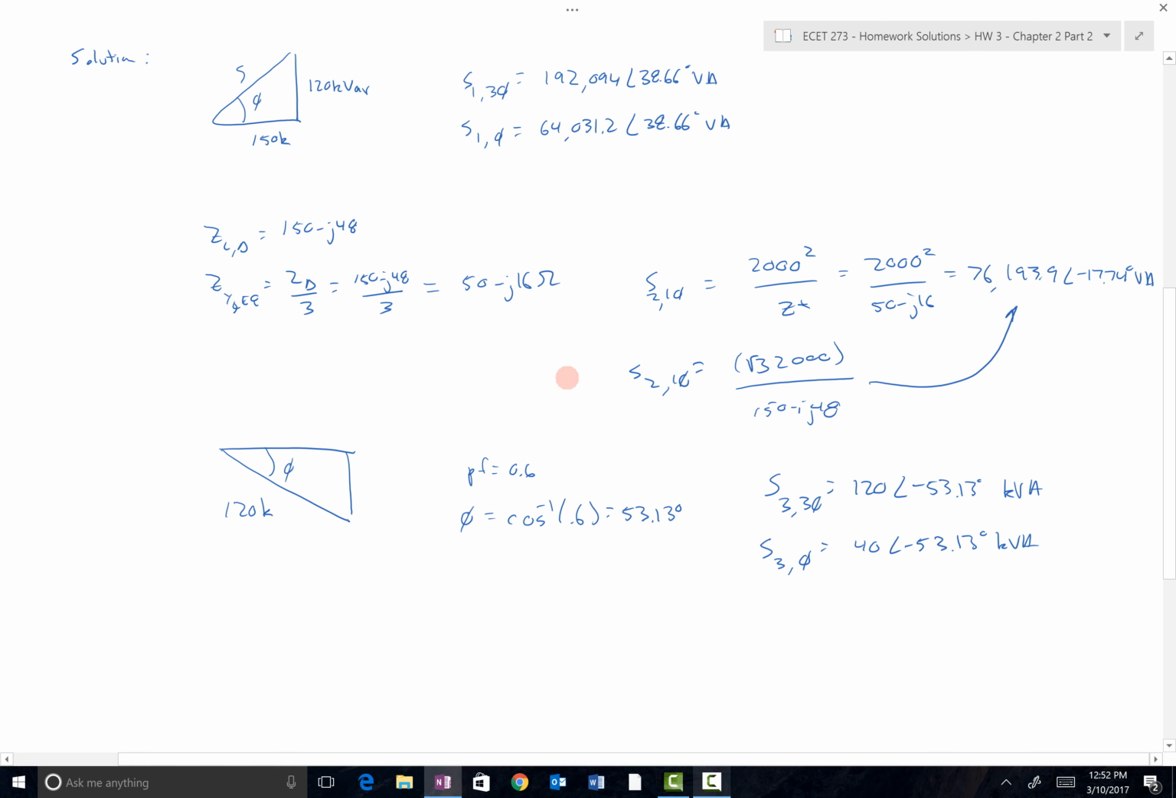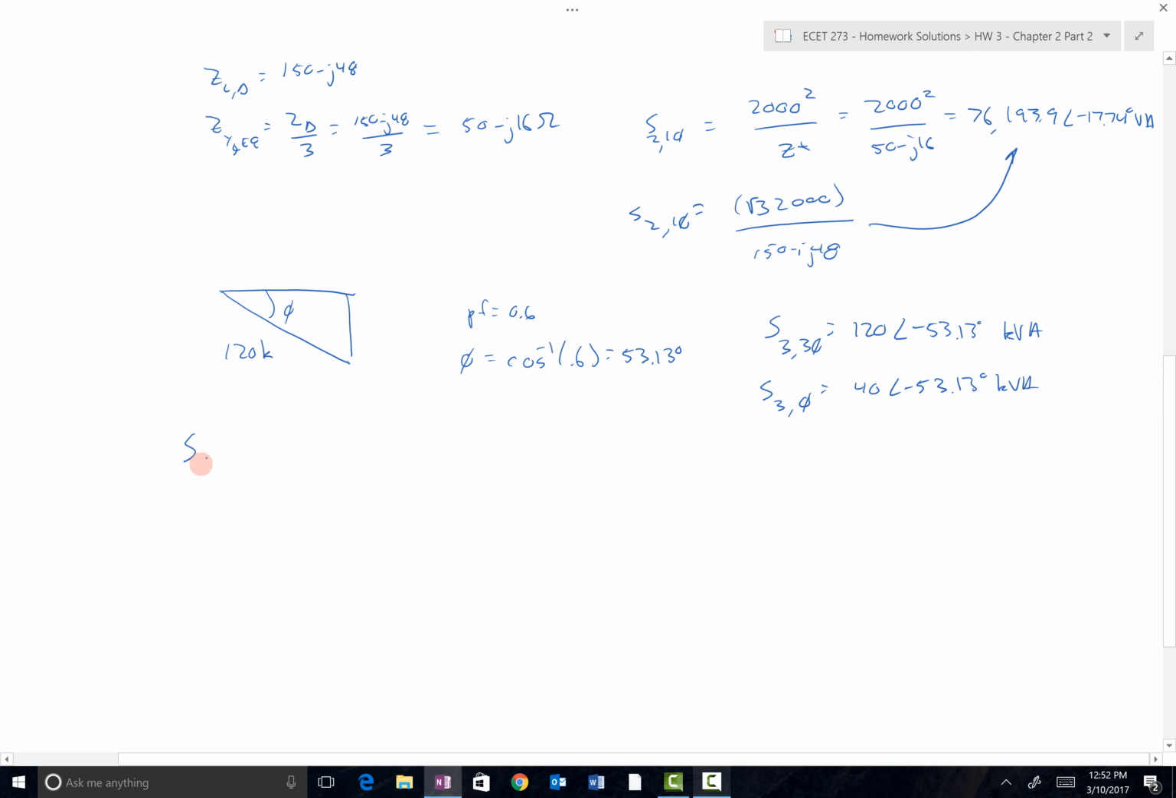As we said earlier, total load power is just the sum of the three. They're already on a per phase basis, so S total phase is equal to S1 phase plus S2 phase plus S3 on a phase basis. So if you add all those up, you're going to get 147,357 volt amps at an angle of negative 5.93 degrees.